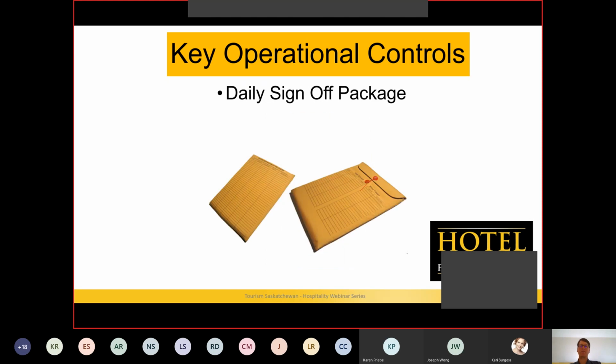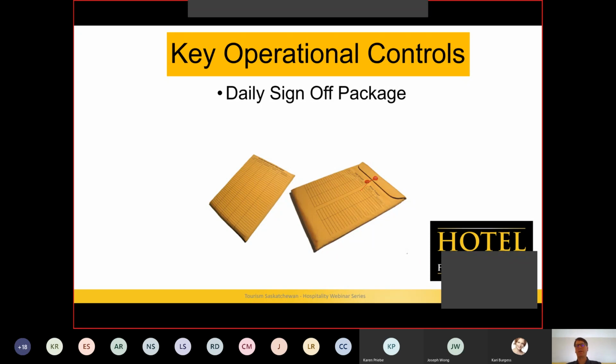Daily sign-off packages inside of the hotel. So every single day inside of the hotel, there are a lot of documents that the senior leadership team need to review and sign off on as a key control. And part of the package needs to be things like rebates, adjustments, room rate discrepancy reports where rates have been changed. They need to be authorized. If my rate for a room is X and I'm selling it for $25 less, why?